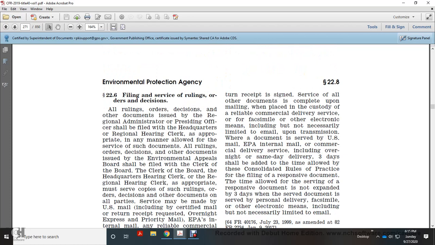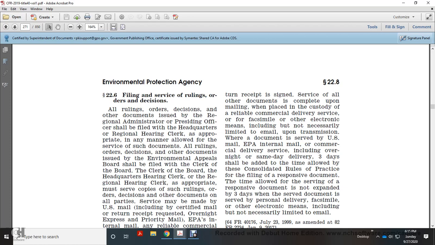Following the rules, orders, and decisions. All rulings, orders, and decisions of the documents issued by the regional administrative presiding officer shall be filed with the headquarters or regional hearing clerk. All rulings, orders, and decisions of the documents issued by the Environmental Appeals Board shall be filed with the clerk of the Board, the headquarters hearing clerk, or the regional hearing clerk as appropriate. Copies of the rulings, orders, and decisions of the document.